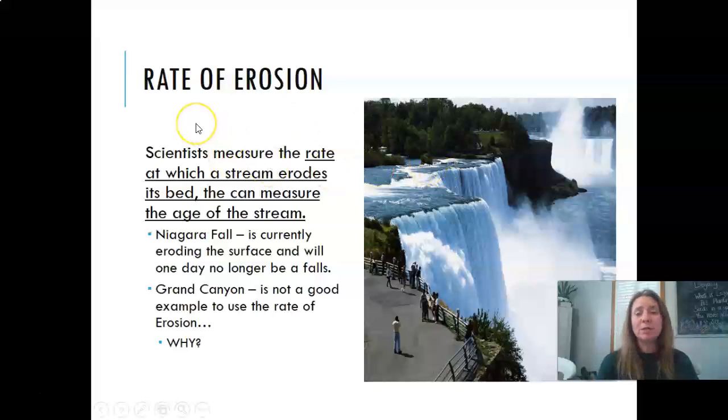The actual definition of it is: scientists measure the rate at which a stream erodes its bed, meaning just the canal or the channel that it runs through, and it can measure the age of that stream. So we're able to look at how much water is moving through that system and how much sediment it is taking along with it.